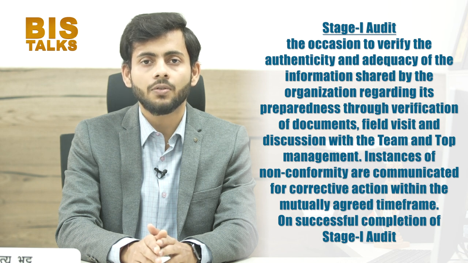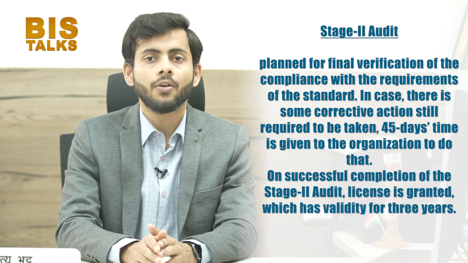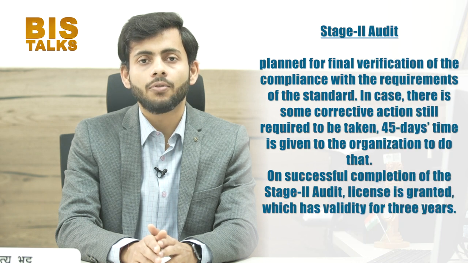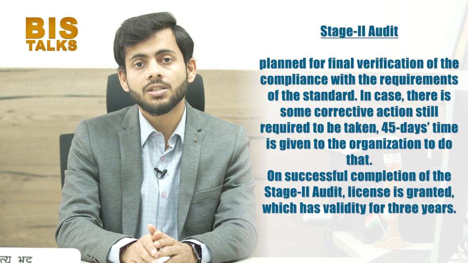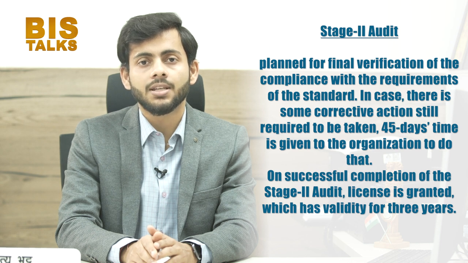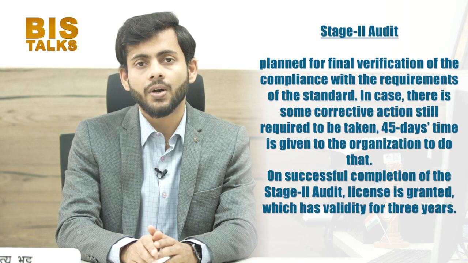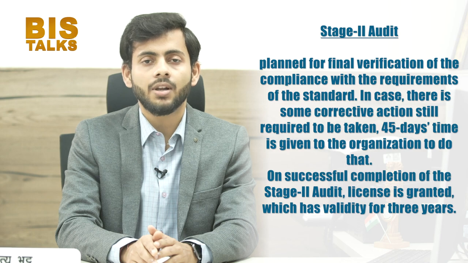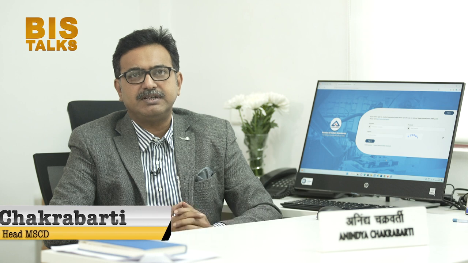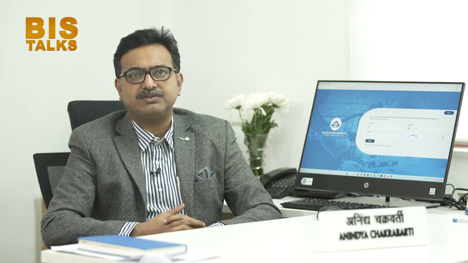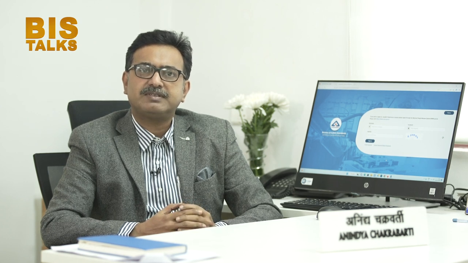On successful completion of stage 1 audit, stage 2 audit is planned for final verification of the compliance with the requirements of the standard. In case there is some corrective action still required to be taken, 45 days time is given to the organization to do that. On successful completion of the stage 2 audit, a license is granted, which has validity for 3 years. As you already understand, BIS grants the license for 3 years. During the 3 years period, BIS undertakes 2 surveillance audits to ensure that the organization has stayed compliant to the requirements of the standard.